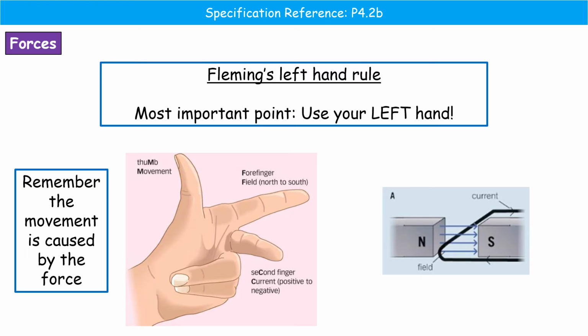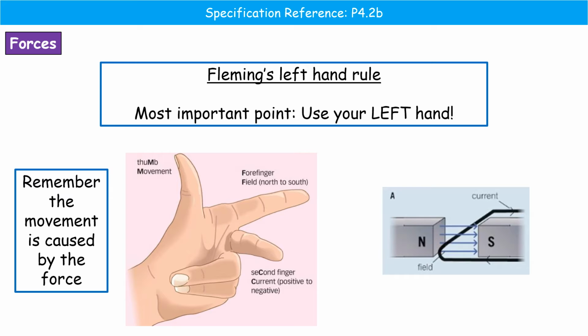Which brings us on to how we work out what direction this thing's going to move in. Left hands, hopefully we know the difference between our left and our right for this. It is Fleming's left-hand rule. Just knowing the name Fleming's left-hand rule has got you a mark in previous papers.